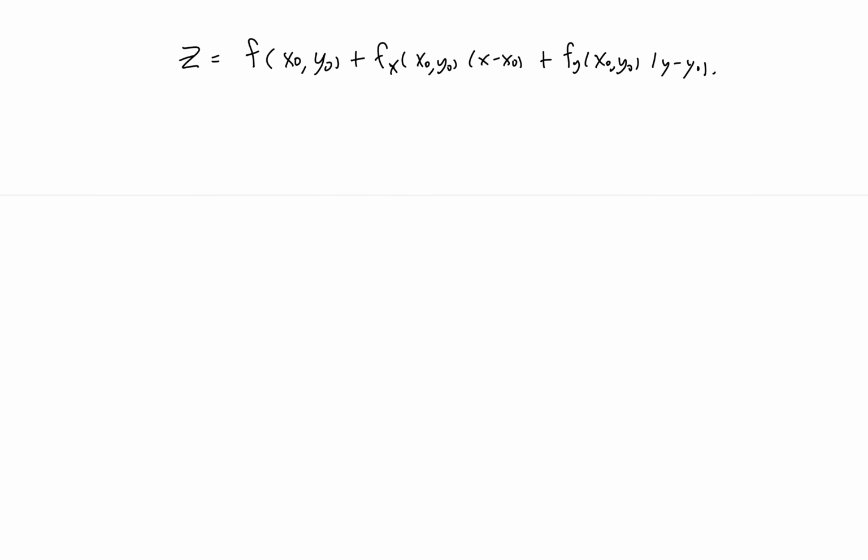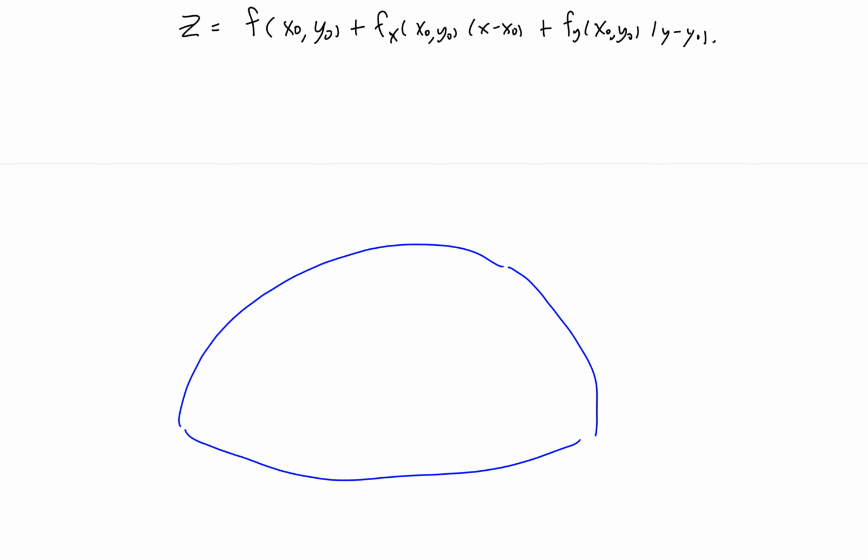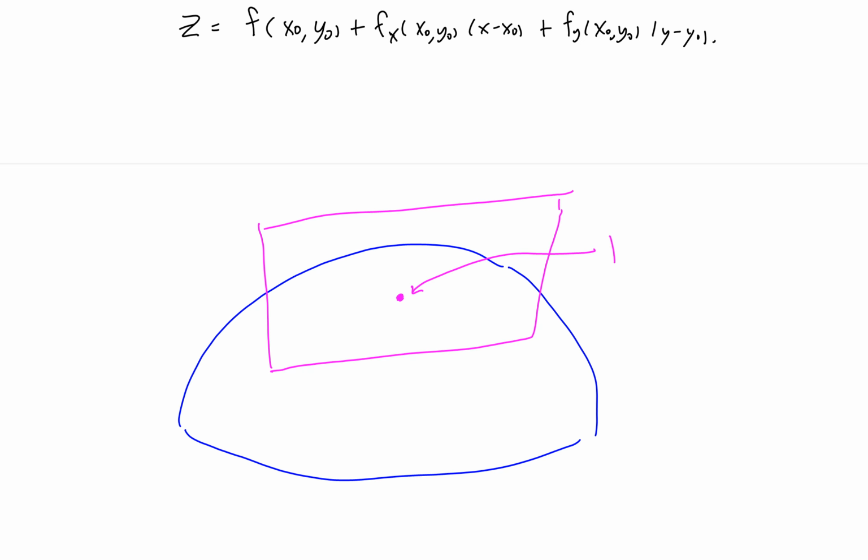So recall that this was just like if I have a surface, what were we doing with this? We have some surface here like this, and we had some point, and we were finding the tangent plane here at this point. And this point here, this was the point P, which is x0, y0, f of x0, y0.